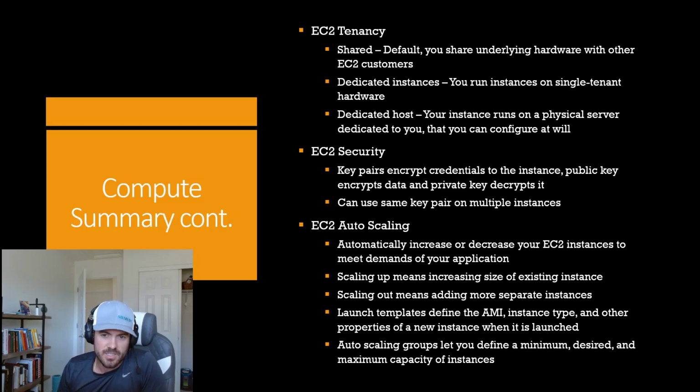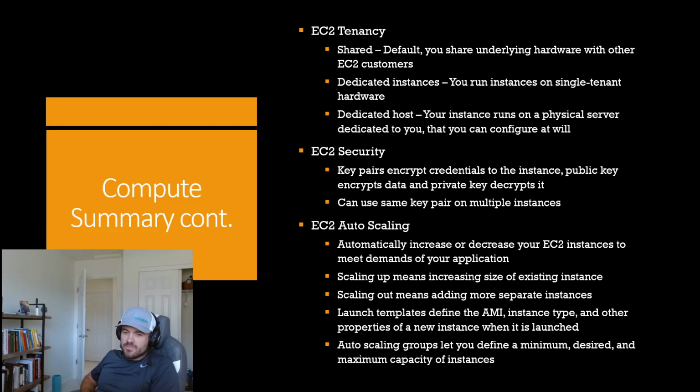EC2 auto-scaling, so you can automatically increase or decrease your instances to meet the demands of your application. Scaling up means increasing the size of an existing instance, and scaling out means adding more separate instances. So sometimes you'll see scaling up and scaling down, scaling in or out used interchangeably. AWS likes in and out more than up and down, so just remember that, but it's basically the same thing.